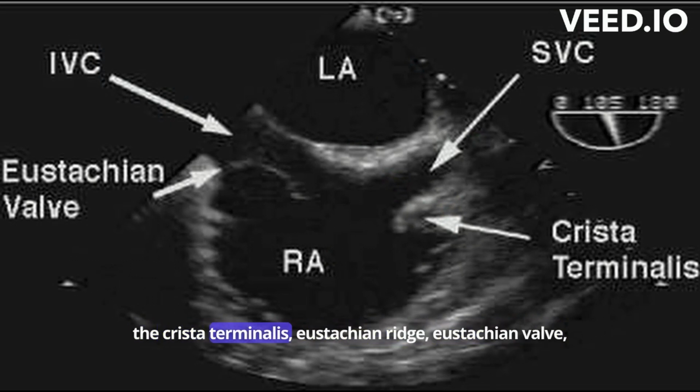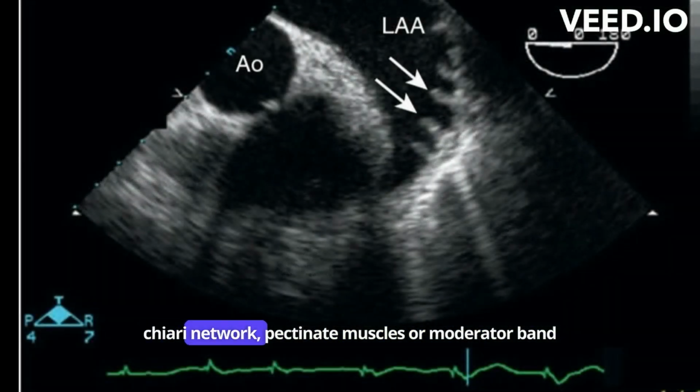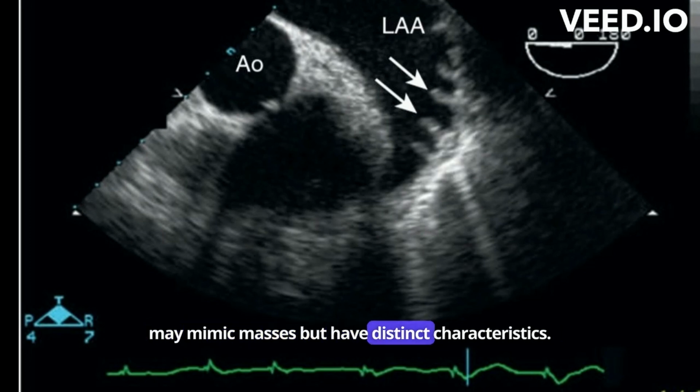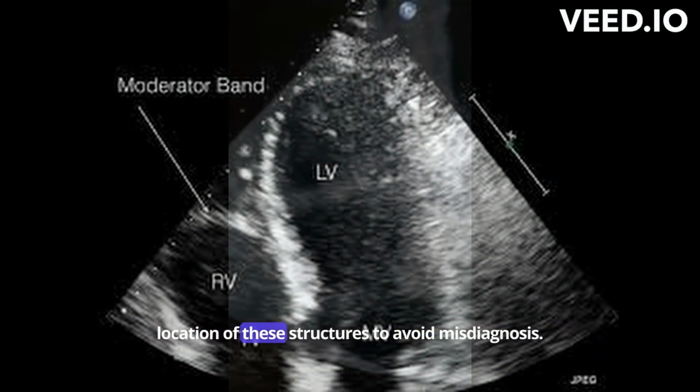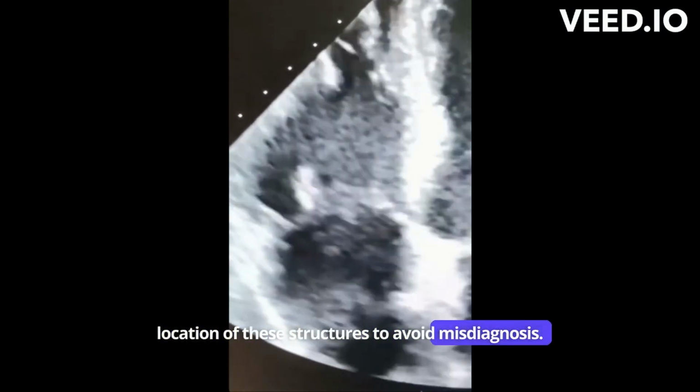Lastly, it's important to differentiate normal anatomic structures from tumors or thrombi. Structures like the crista terminalis, Eustachian ridge, Eustachian valve, Chiari network, pectinate muscles or moderator band may mimic masses, but have distinct characteristics. Pro tip: understand the echocardiographic appearance and location of these structures to avoid misdiagnosis.